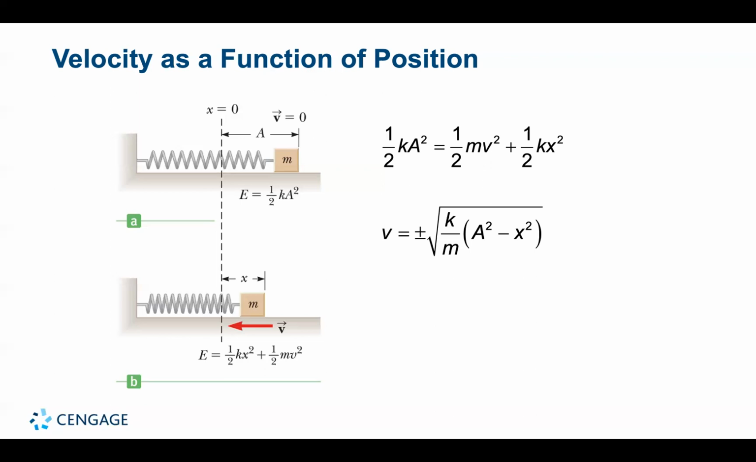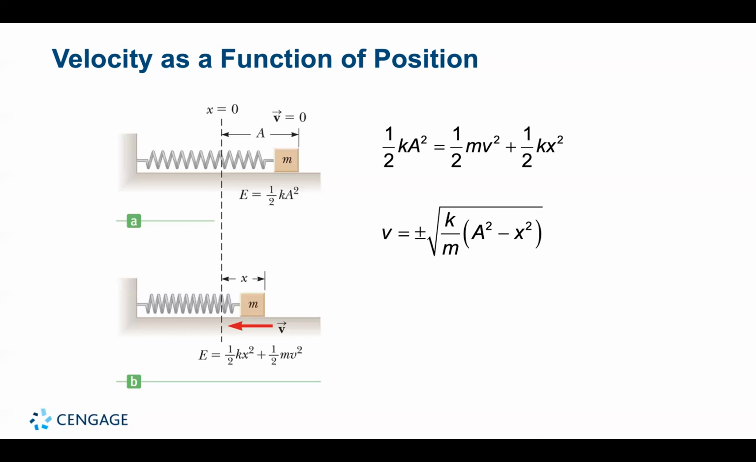The object then moves towards the origin. In the bottom figure, it is at a new position x. Now part of this energy is transformed into kinetic energy, and the potential energy stored in the spring is reduced to 1/2 kx squared. The total energy of the system is the initial stored energy in the spring, 1/2 kA squared. So we can set the two energies equal, and then we can solve for v.